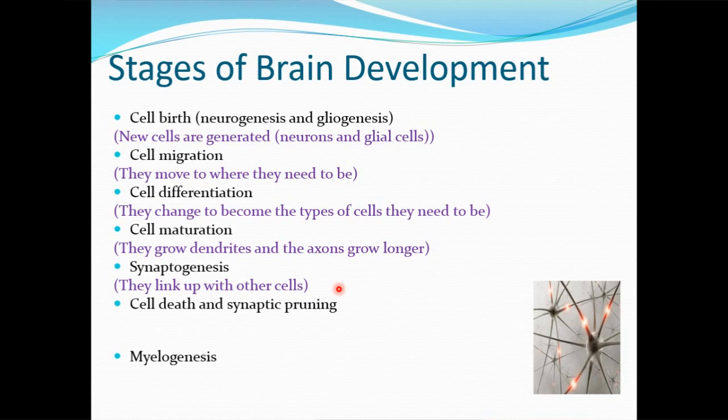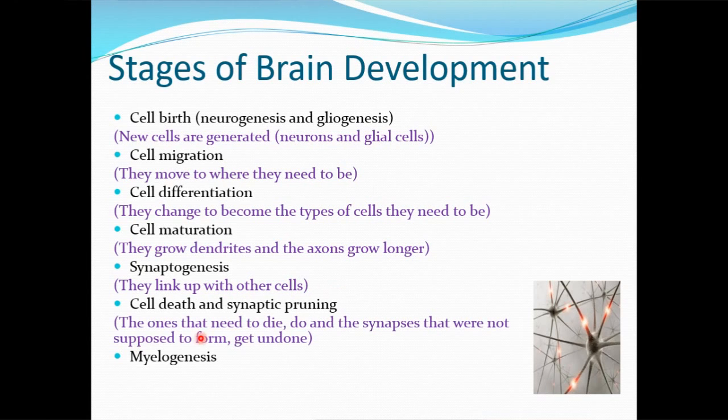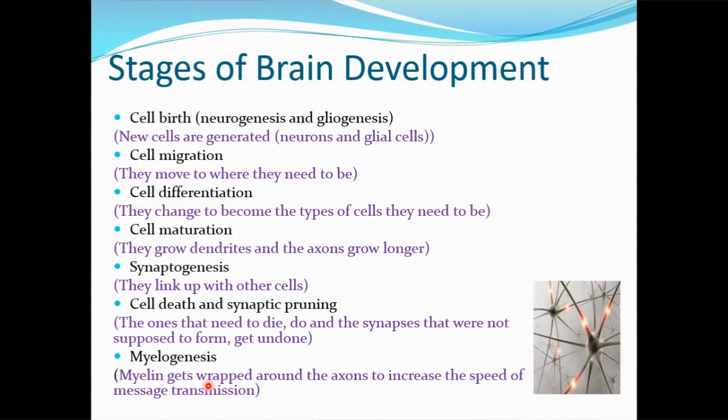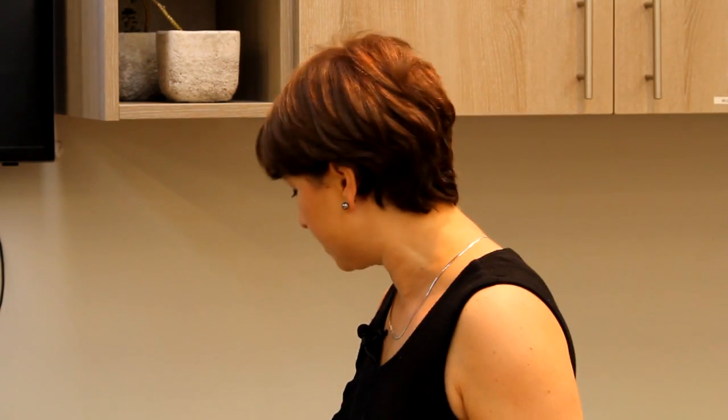Then they link up with other cells through synaptogenesis. And then the ones that need to die do, and the synapses that were not supposed to form get undone. Okay, so you have a whole lot of cells connecting, and then there has to be some pruning for the brain to function properly. And then myelin gets wrapped around the axons to increase the speed of message transmission. So those are the basic steps of the development of the brain at a cellular level.